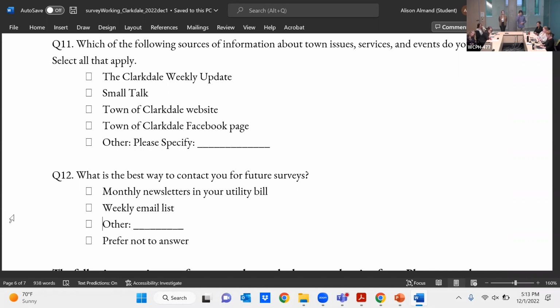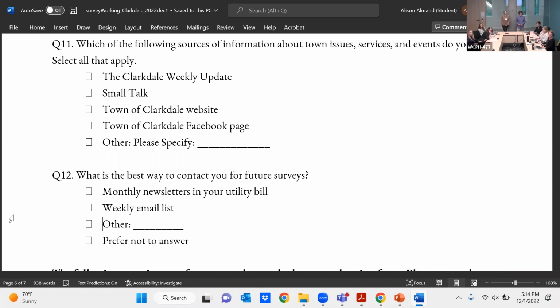We were questioning this question 12. Do we say instead of what is the best way to contact you? Maybe what is, what were we gonna, sorry. Well, I think there was kind of 2 points. We were wondering if it was just generally instead of just future surveys, and then also we were curious about a prefer not to be contacted option as the final option.